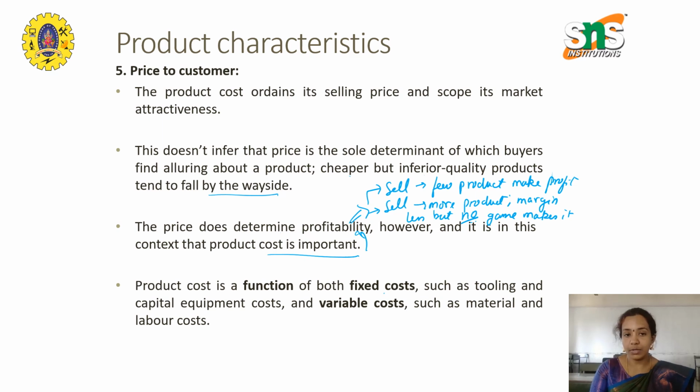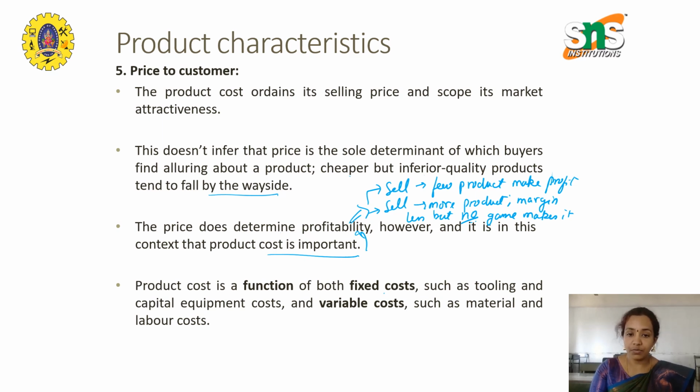Price to the customer is also an important product characteristic. The product cost ordains its selling price and scope for its market attractiveness. This does not infer that price is the sole determinant of what buyers find alluring about a product. Cheaper but inferior quality products tend to fall by the wayside. The price does not determine profitability, however, and it is in this context that product cost is important.